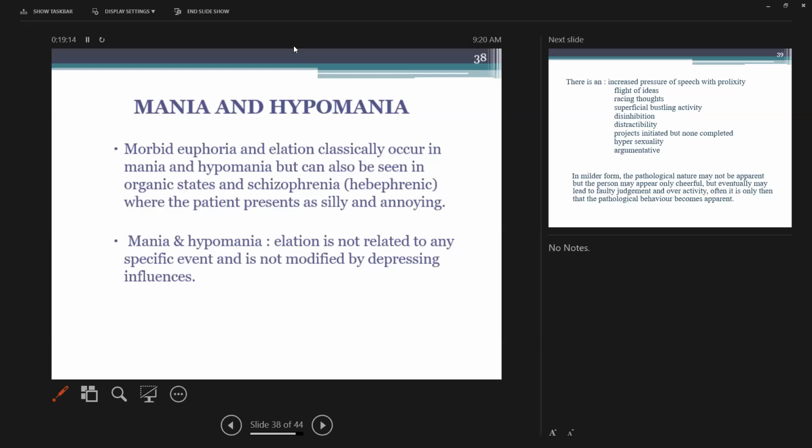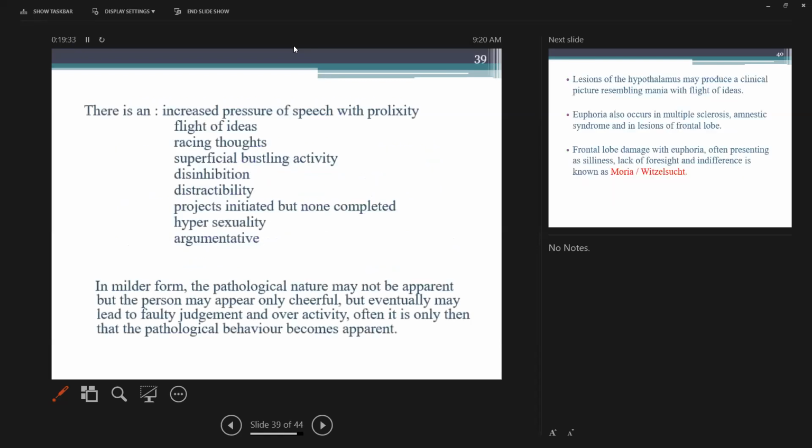Now, mania and hypomania. Morbid euphoria and elation classically occur in mania and hypomania, but can also be seen in organic states like hebephrenic schizophrenia, where the patient presents as silly and annoying. In mania and hypomania, elation is not related to any specific event and it is not modified by depressing influences.